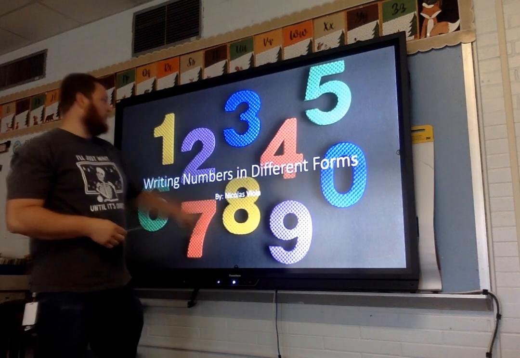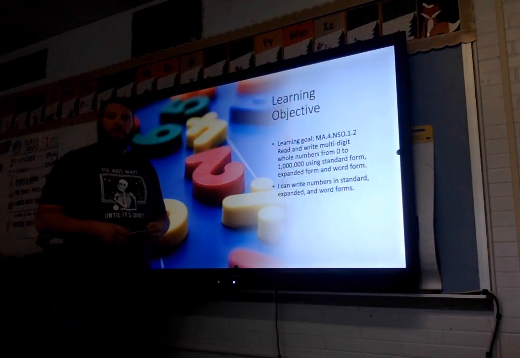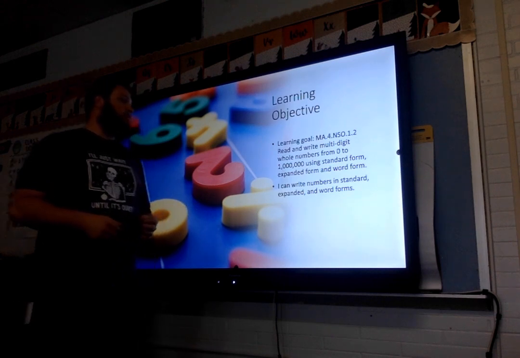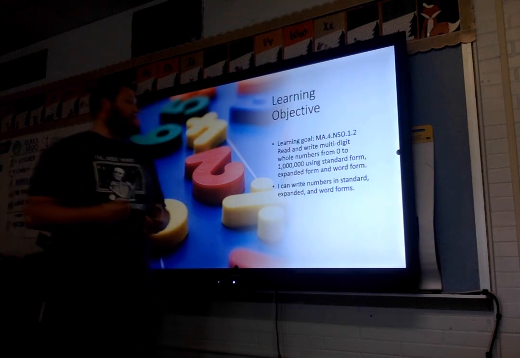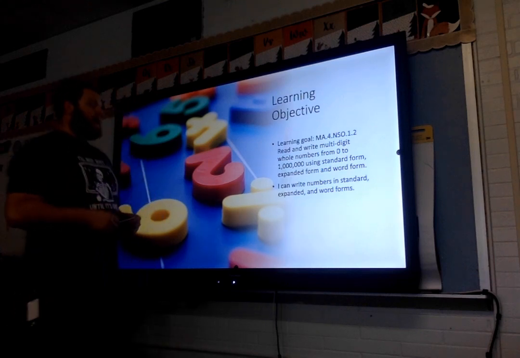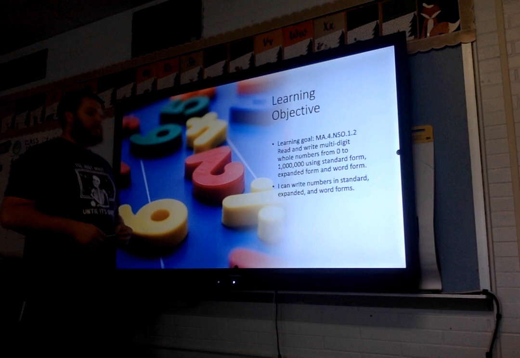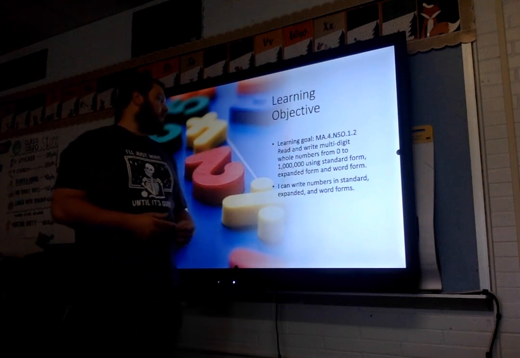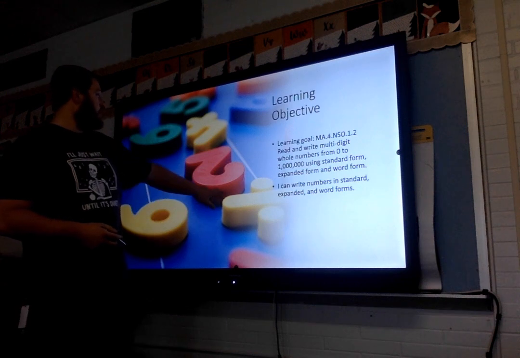My math lesson is on writing numbers in different forms. Here we have our learning objective: to read and write multiple-digit whole numbers from 0 to 1 million using standard form, expanded form, and word form. Now I can write numbers in standard, expanded, and word form, same as what our standard says. Then we also have the standard here. This will be for a 4th grade classroom.